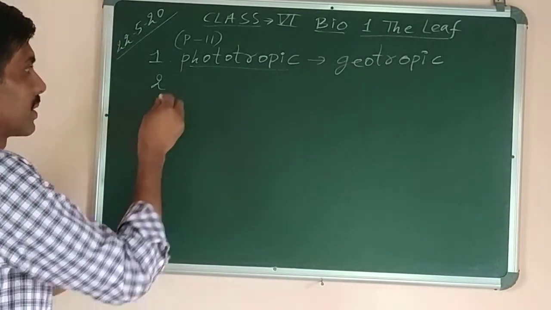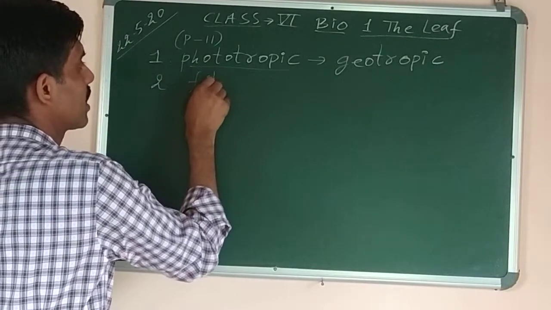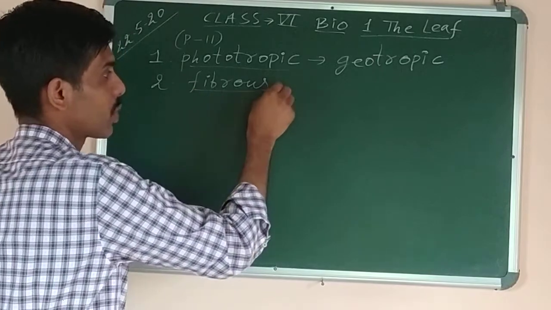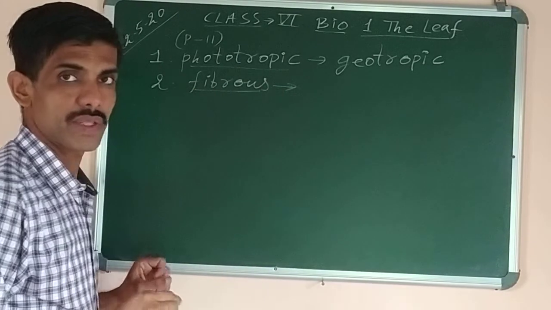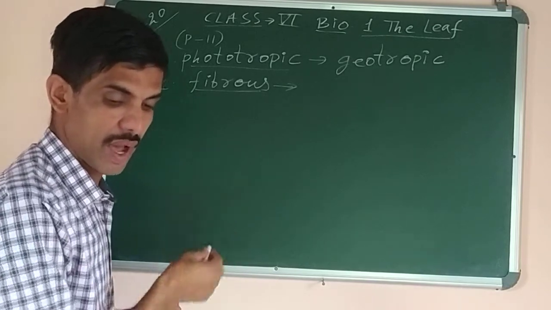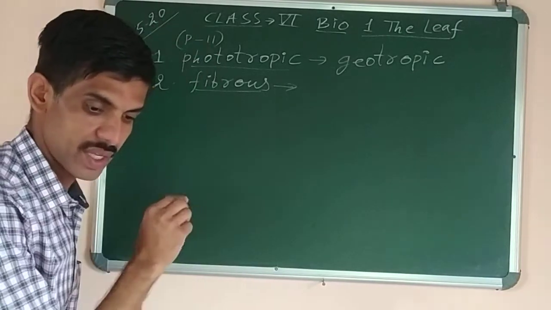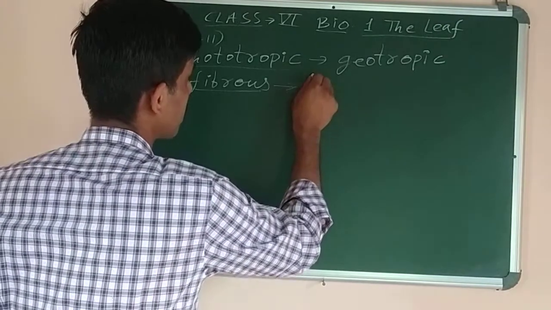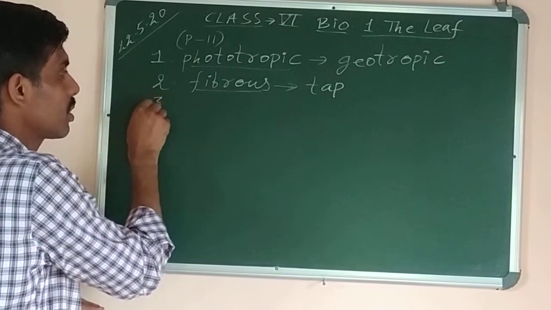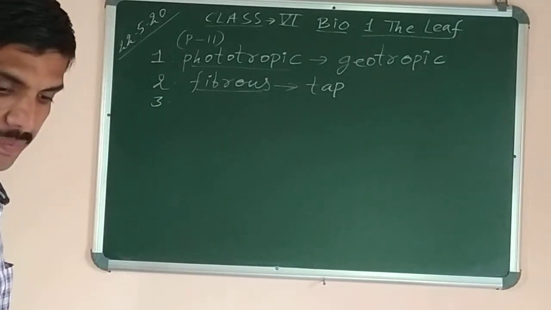Okay. Then the second question was, the mustard plant has fibrous root. Fibrous is underlined. So we have to change this word. The mustard plant has a taproot system, not the fibrous root system. So it should be changed to taproot. Okay, so change the fibrous root into taproot.